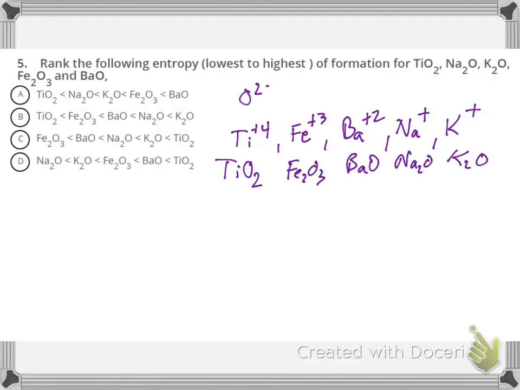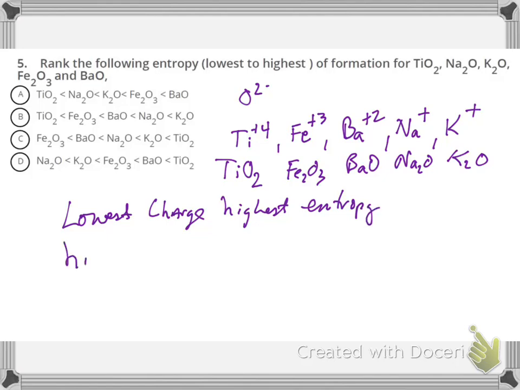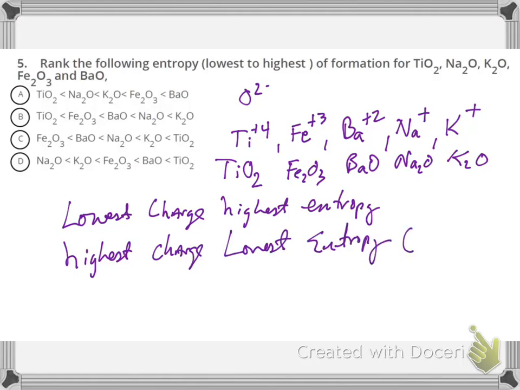This is what we did in class. And so now we say, okay, what are the rules? Well, the lowest charge is always going to have the highest entropy. We saw that in the data. And the highest charge has the lowest entropy since it's the smallest. The remaining electrons with the highest charge are held very closely to the nucleus. It's very small. Titanium plus 4 is the highest charge. It has the lowest entropy. And potassium and sodium have the lowest charge, so they'll have the highest entropies.